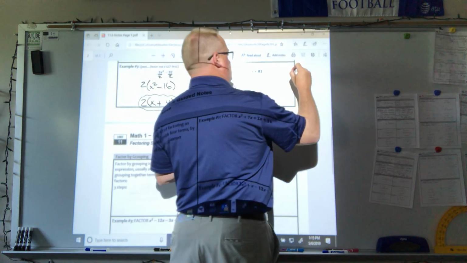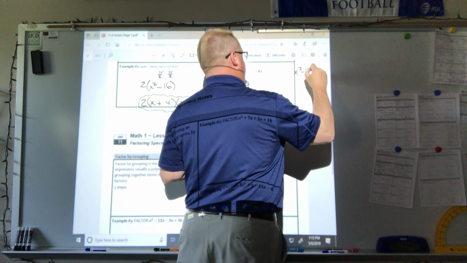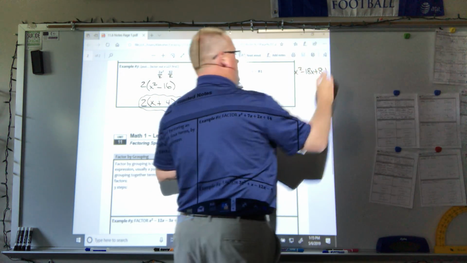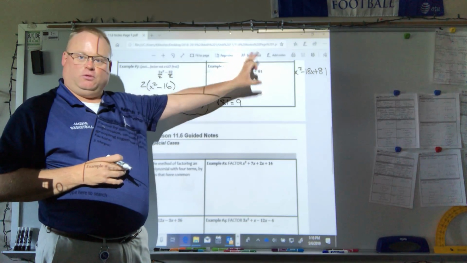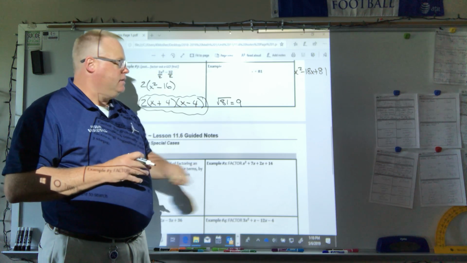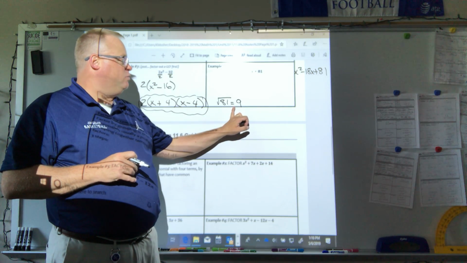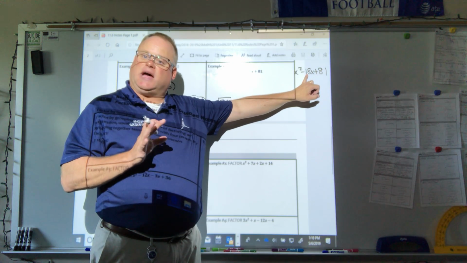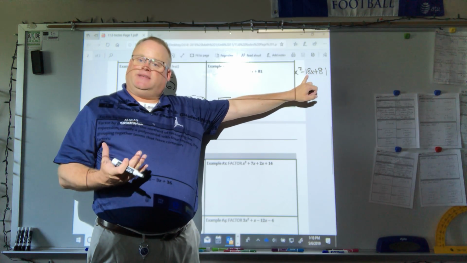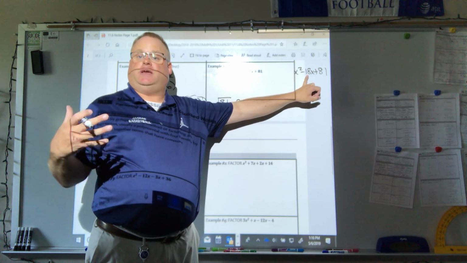I'm going to rewrite this over here, x squared minus 18x plus 81, so you can see it. That's the problem we're doing. It's kind of hidden by that little white spot, I apologize for that. So I know that the square root of 81 is 9. Is 9 plus 9 18? Don't worry about the sign yet. Is 9 plus 9 18? Well, the answer is going to be yes.